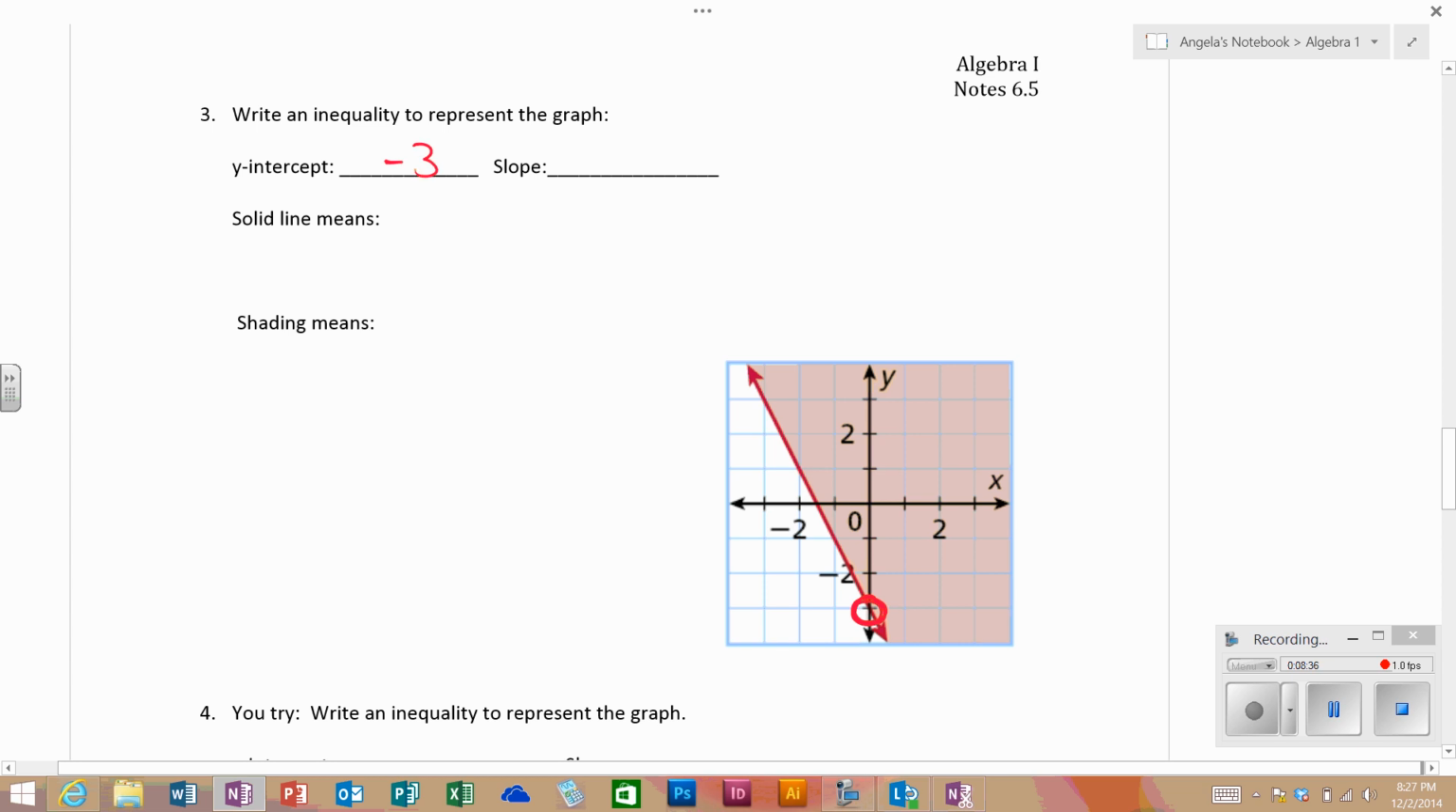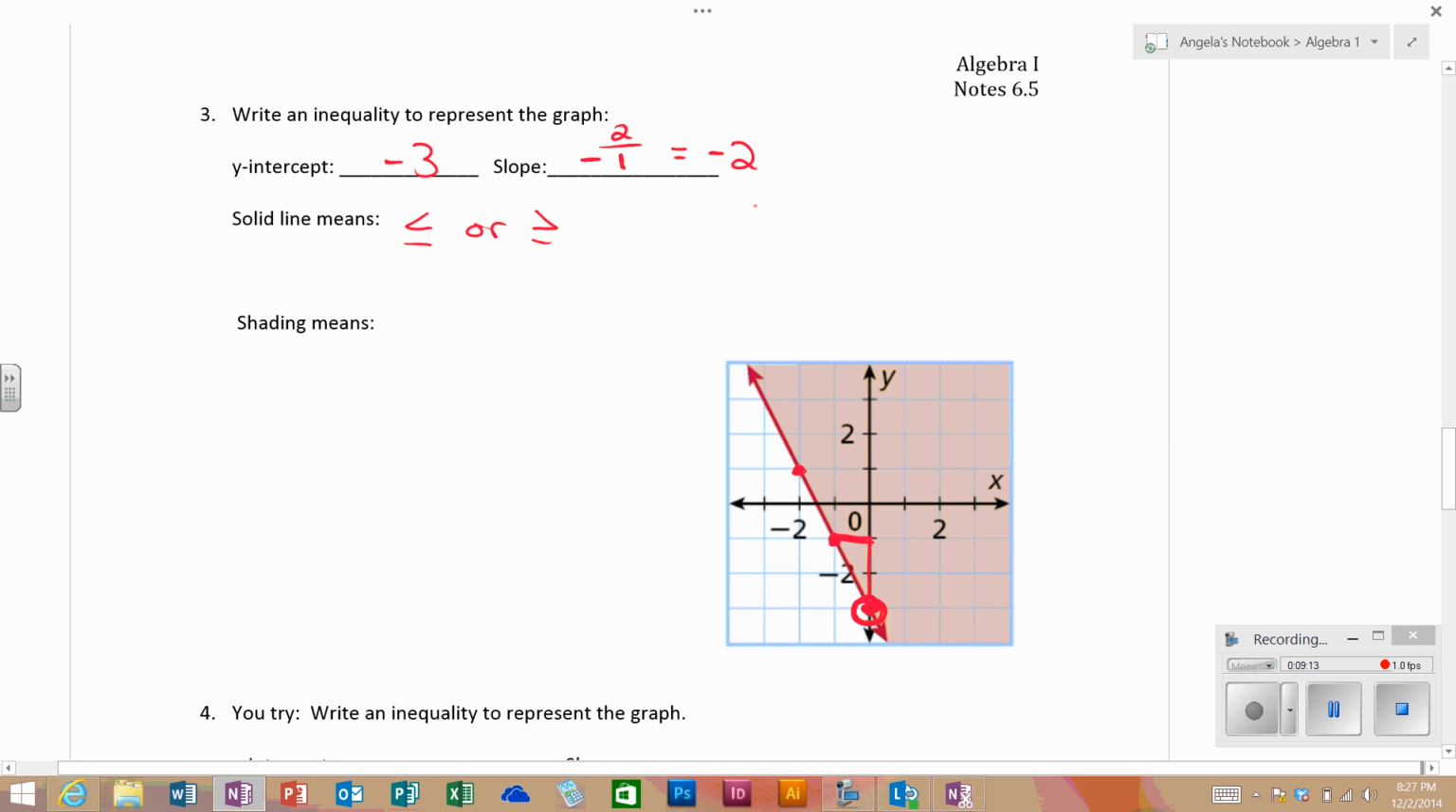The slope, so I like to go to the next point. Where does it hit the next perfect little point? Well, it hits right here and right here. So it's going up 2 and over 1 to the left. So that means it's going up 2, but over 1 negative. So my slope is negative 2. Okay. Now, is it a solid line or a dashed line? It's a solid line. So that means I'm going to have this or this in my equation.